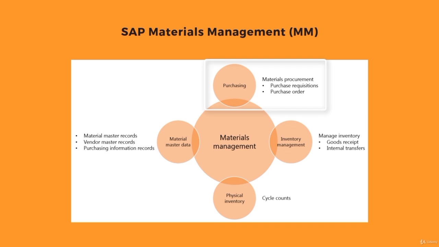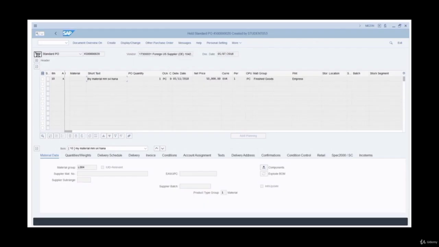The first major component of the MM module is purchasing. This includes procurement activities like purchase requisitions and purchase orders. Let's take a look at a purchase order in the system. This is a shot of a standard purchase order.